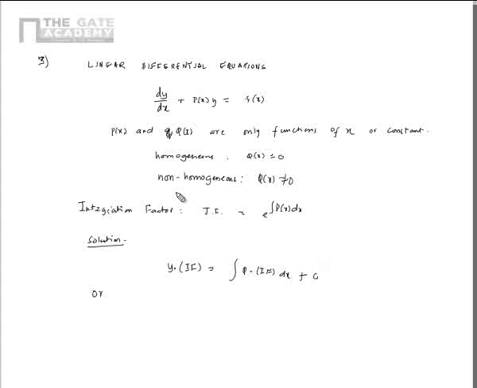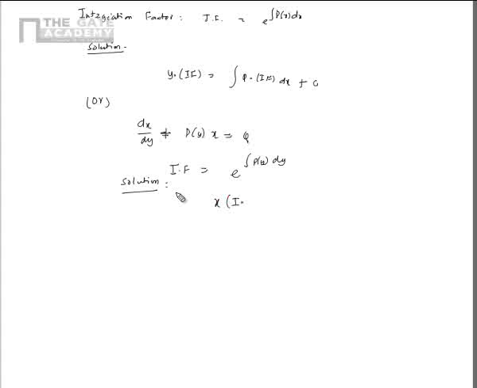This is the solution, or you may have it the other way around. Suppose dx by dy plus p of y into x is equal to q. Then the integrating factor is e to the power integral p of y dy, so x has been replaced with y. The solution in this case is x into integrating factor is equal to integral q into IF dy plus c. These are the two ways in which it can appear, but most of the time it is in the first form. The only idea is to find the integrating factor and then solve the differential equation. We'll solve a couple of examples to understand this better.